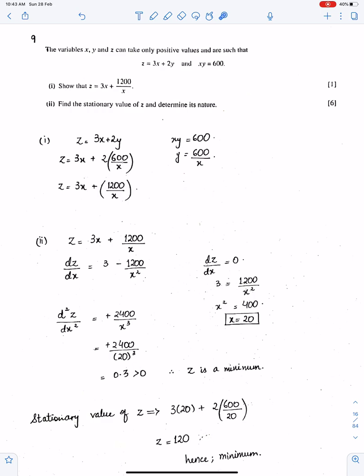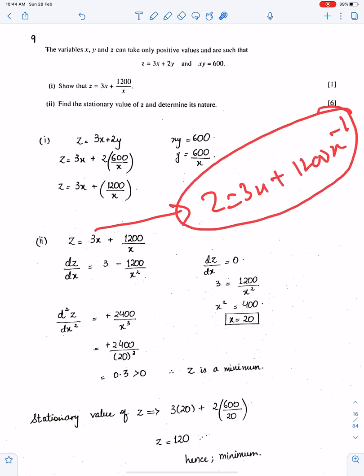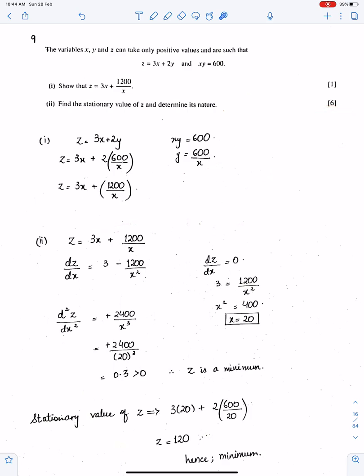This is so simple. You just need to differentiate this. First get the simplified form of this equation, bring this x here, and then differentiate. This student did the differentiation directly. She knows the differential of 1 upon x. It's minus 1 upon x square. I discussed this in my first lecture. If you don't know the differential of 1 upon x, then you should write this equation as 3x plus 1200 x to the power minus 1, and then you can differentiate this. But since this student is very smart, she did the differentiation directly.